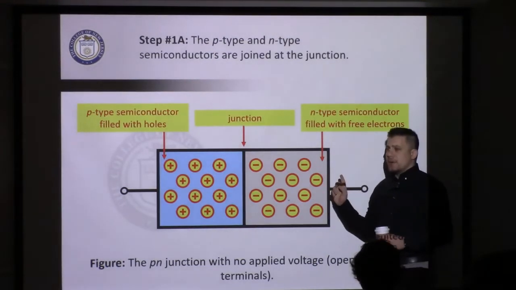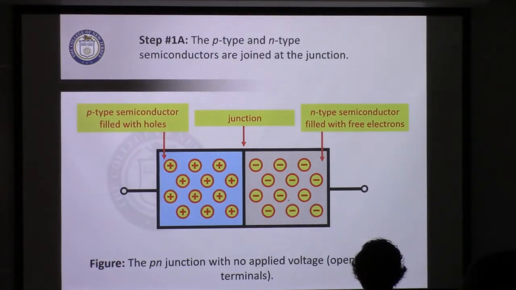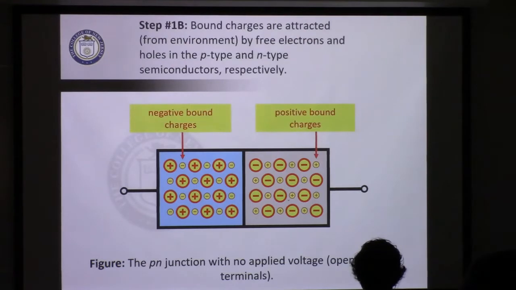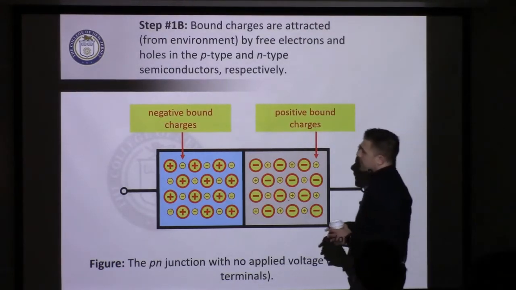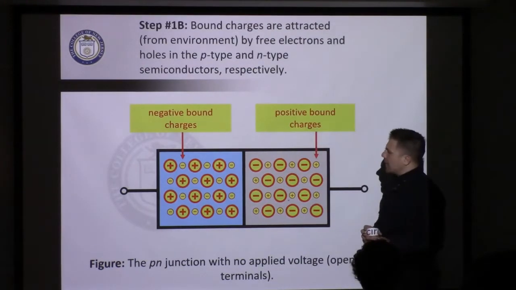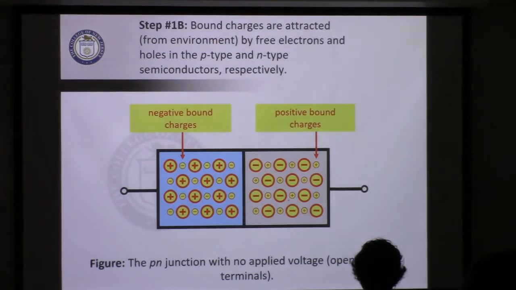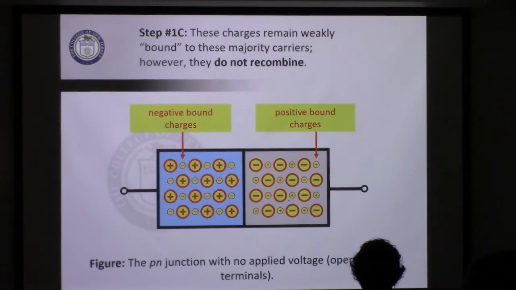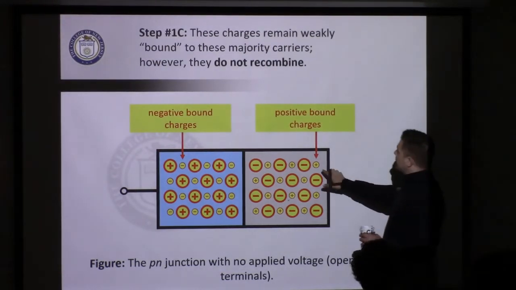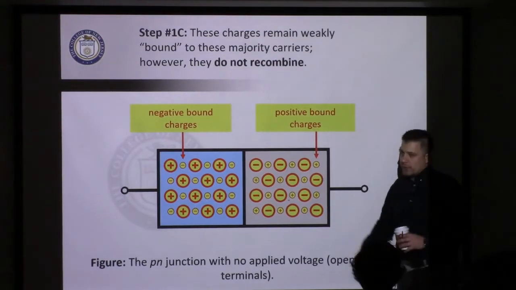In this picture, the minority charge carriers are not shown because the numbers of them should be very small. The smaller circles represent the bound charges. Okay, so we have negative bound charges on this side and positive bound charges on the other side. And again, these charges are weakly bound to the majority carriers and they do not recombine. We've already said that before.